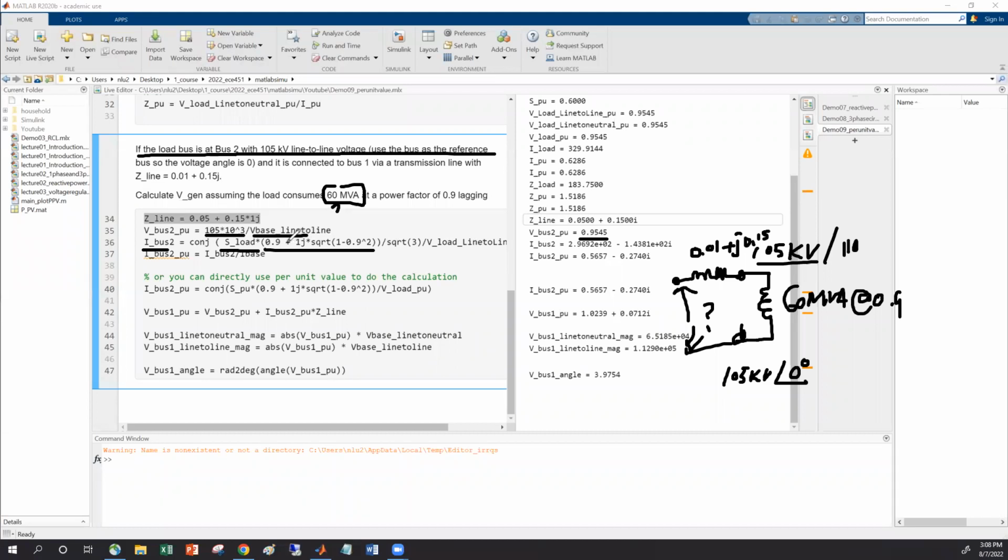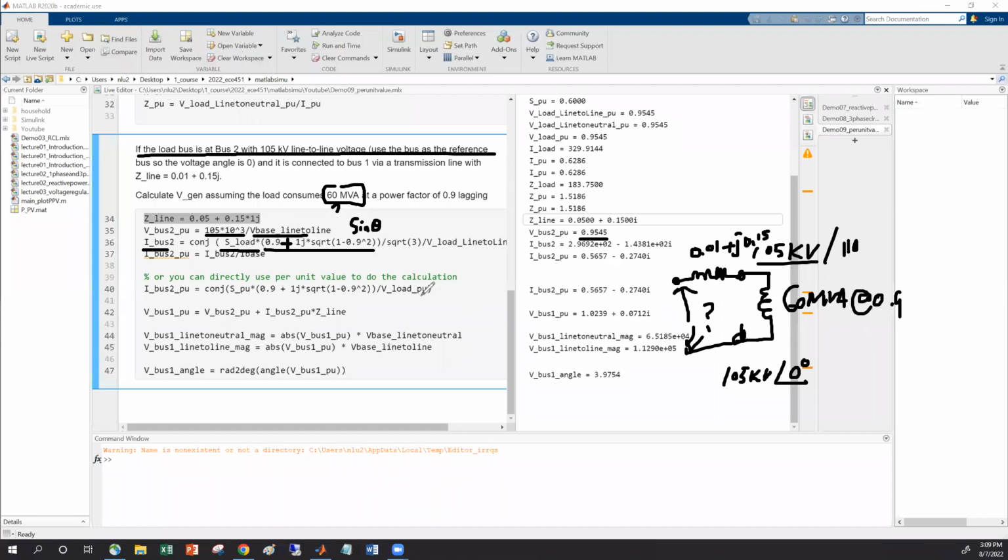And then because it is lagging, lagging means it's inductive. So the inductive load consumes reactive power, so this sign is plus. And then this is simply B1 plus 0.9 squared. So this is computed for the reactive power. What is the sine theta would be, okay?